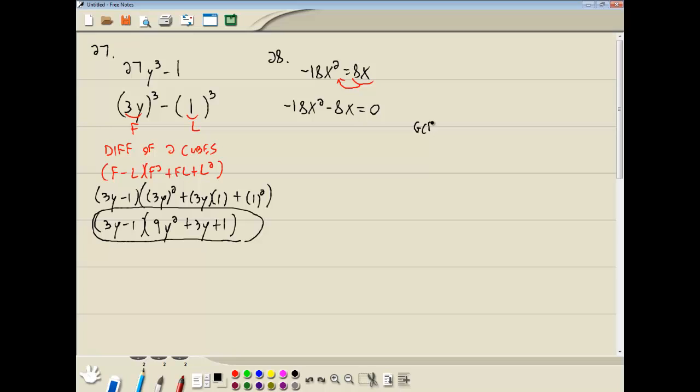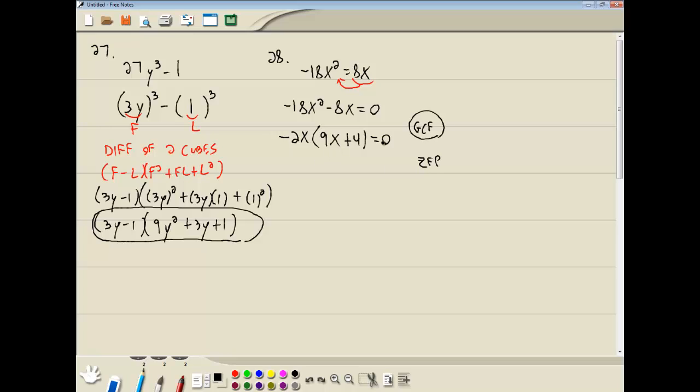Well, first method is GCF. And I see that my first term is negative, so I'll bring out a negative. And they're both divisible by 2. And they both have an x. Now negative 18 divided by negative 2 gives us 9. We had 2 x's, we took 1 away, so that leaves us a single x. Negative 8 divided by negative 2 is 4, and that x is gone.